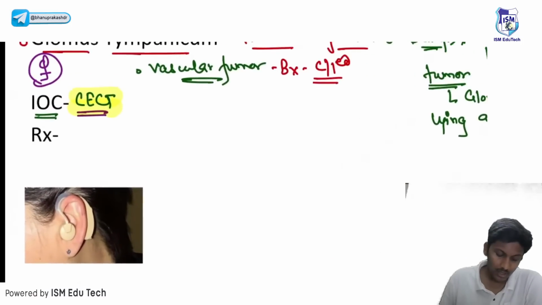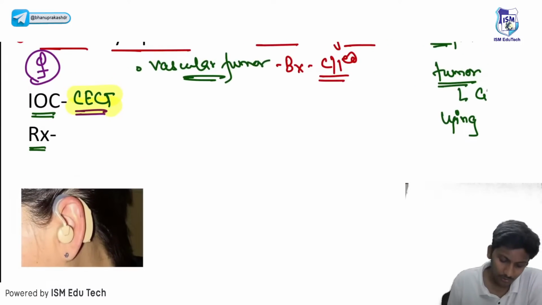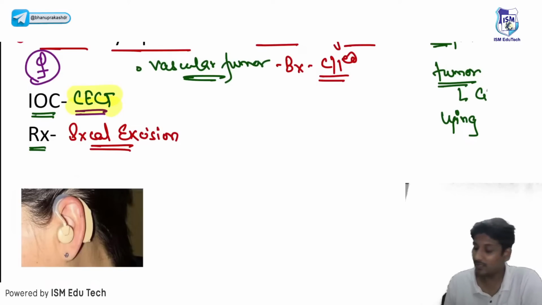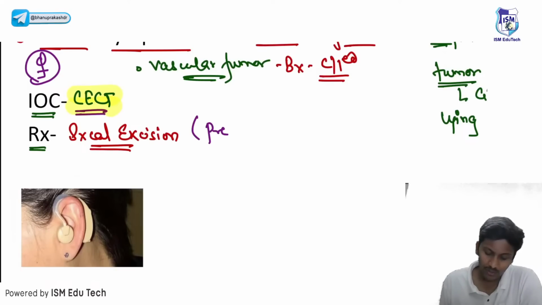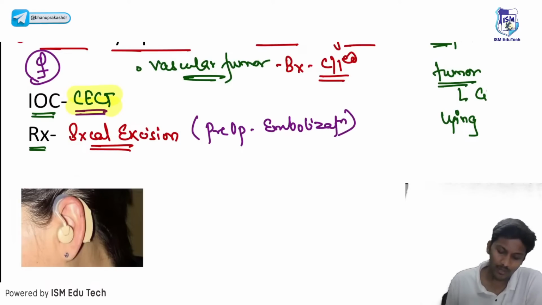Please remember that. What is done for treatment? So here also, though it is a vascular tumor, treatment is again a surgical excision. So you will say, sir, will the patient not bleed to death? We have discussed this in juvenile nasopharyngeal angiofibroma also. There also the treatment of choice was surgical excision, but to prevent bleeding during surgery, we were doing a pre-operative embolization. So here also in this condition, we will go for a pre-operative embolization as well.